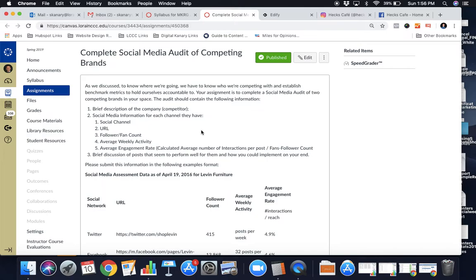What is the URL? What are their followers and fan counts? What are their average weekly activities? And then tell me the average engagement rate. Now, we calculate engagement rate using some pretty complicated tools, but I'm going to allow you to just provide a calculated interaction rate, meaning the number of interactions per post divided by their fans' follower count.